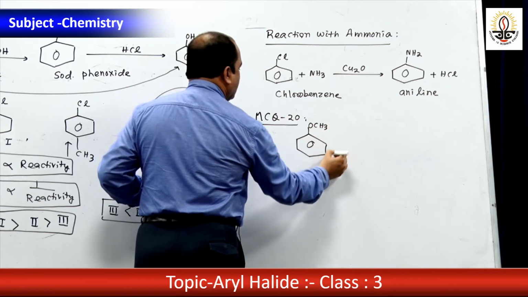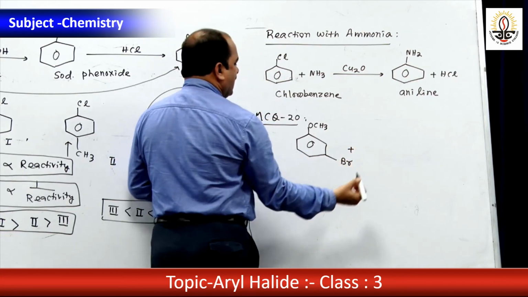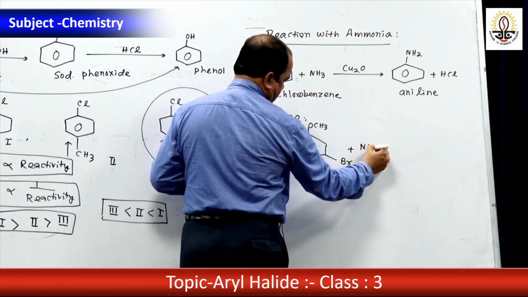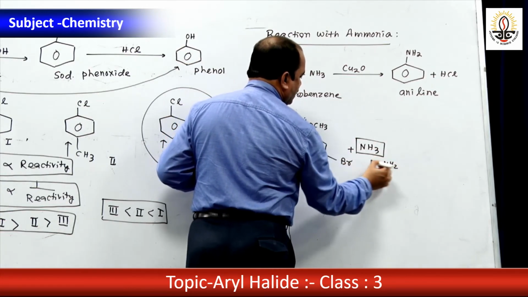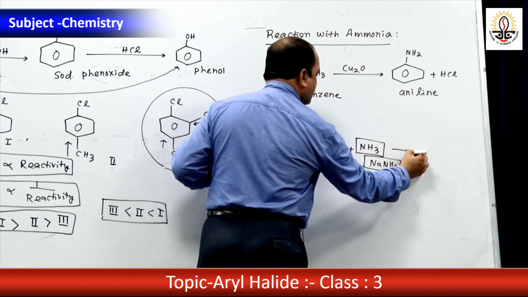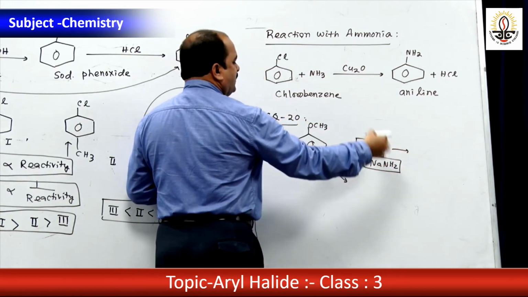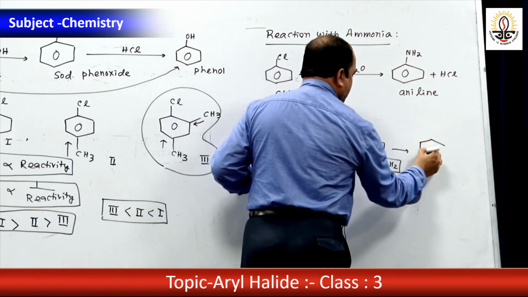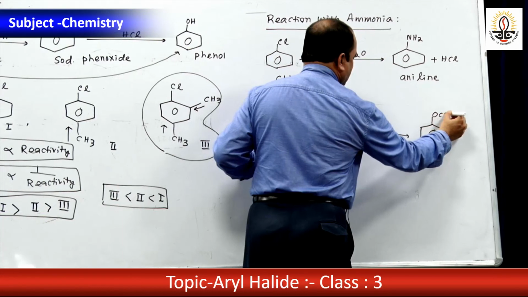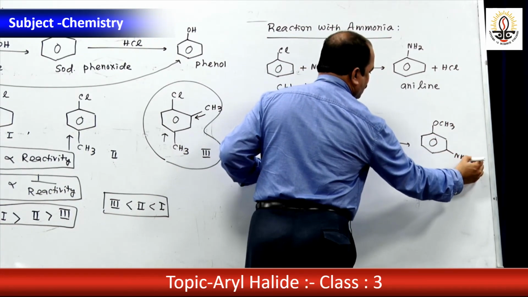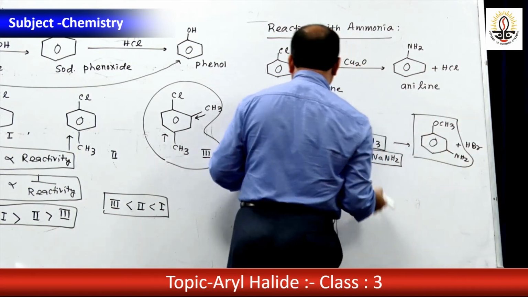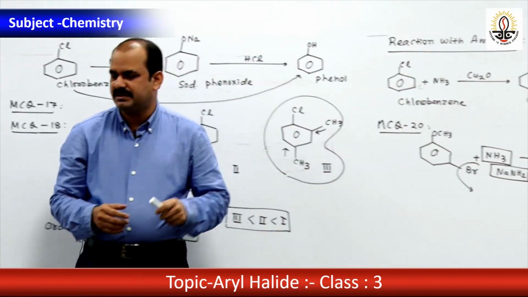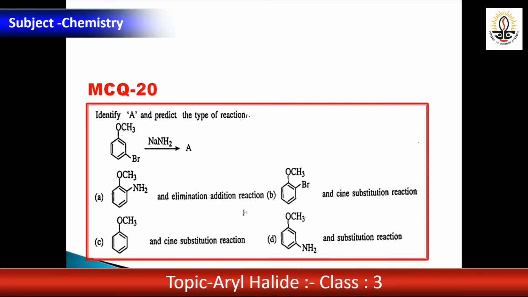OCH3 is anisole, and metabromoanisole plus ammonia NH3. We can add NH3 or we can also add sodamide NaNH2. Identify the product. Here bromine is the best leaving group. Bromine is eliminated. So the product is OCH3 with NH2 plus HBr. So this is the correct answer of multiple choice question number 20, and option D is correct. The fourth option is correct and the reaction is strictly a substitution reaction.